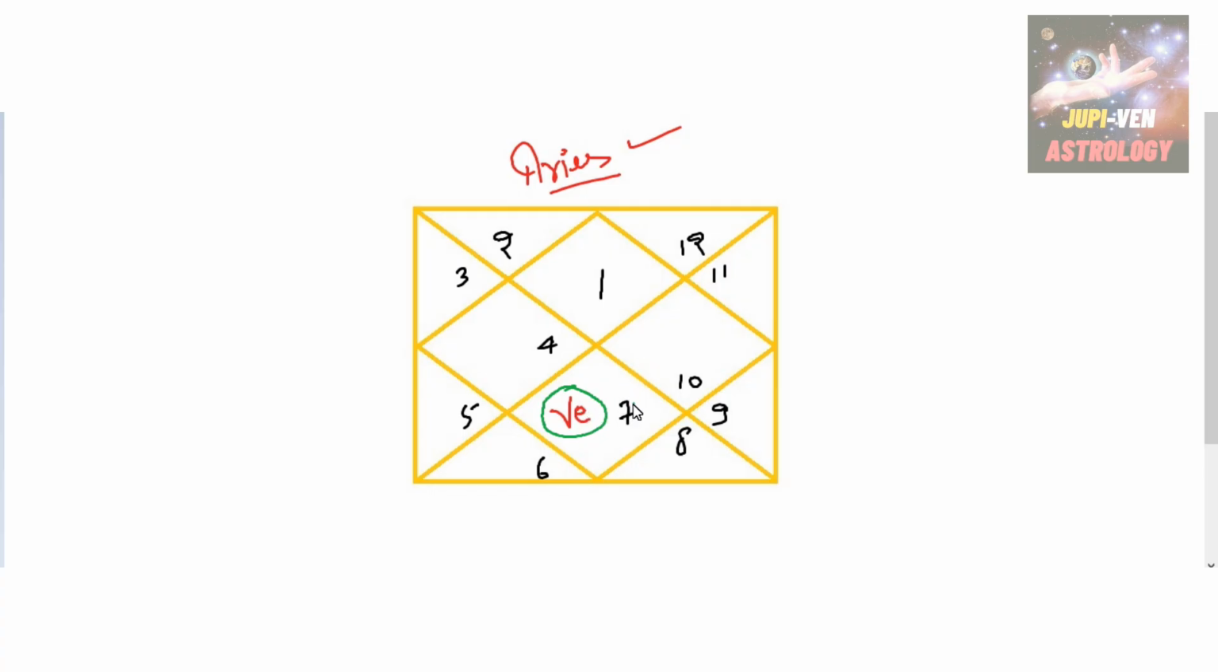Now what you need to see is where your seventh lord is placed; from there, you have to start counting 7 places.